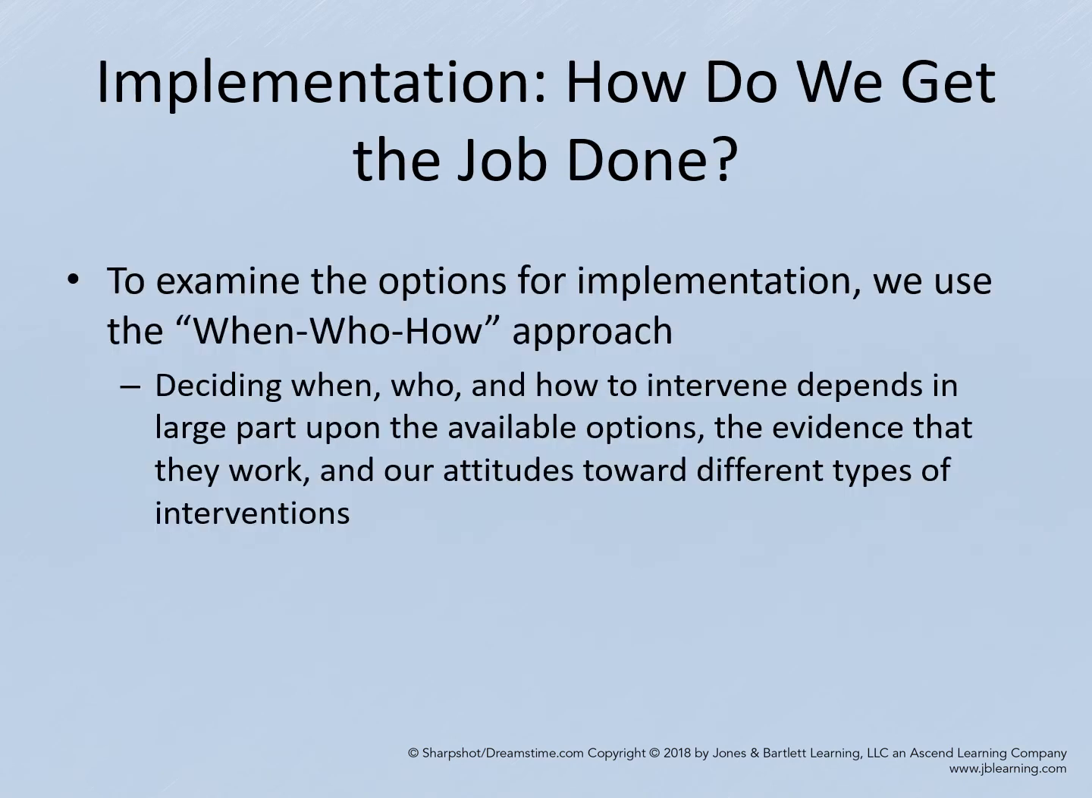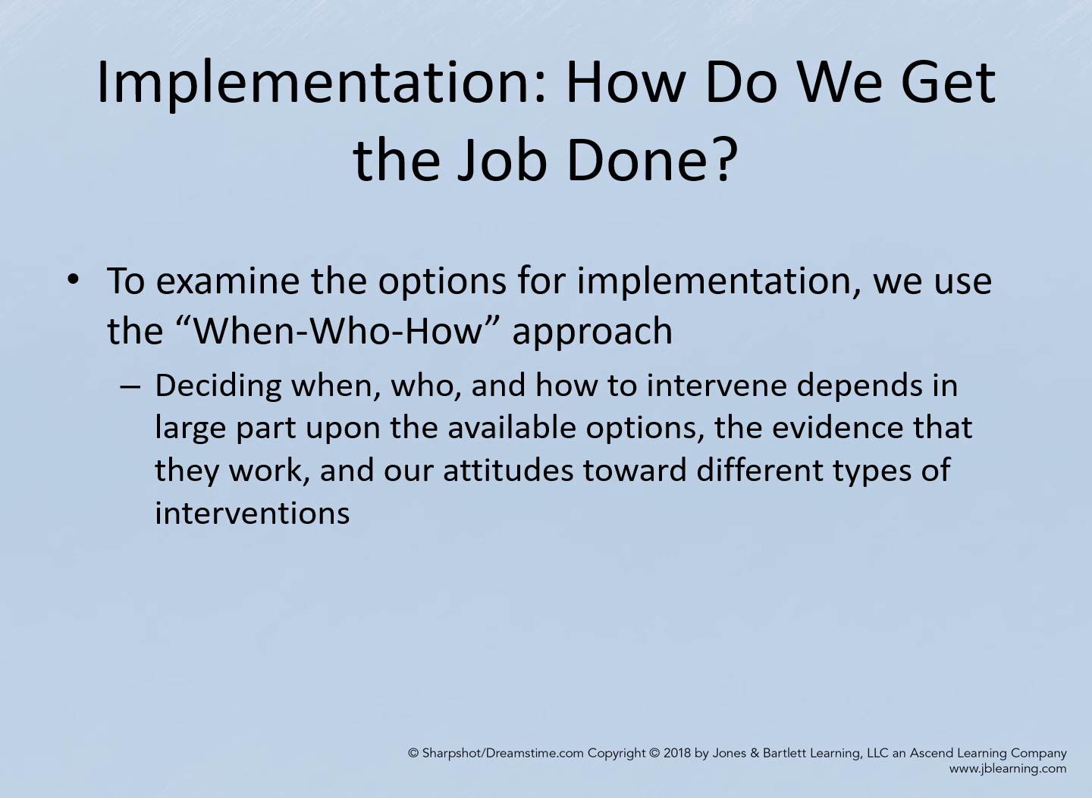Next is implementation. How do we get the job done? To examine the options of implementation, we use the when, who, and how approach. So looking at when, it asks about the timing in the course of disease in which an intervention occurs. The timing allows us to categorize interventions as primary, secondary, and tertiary.